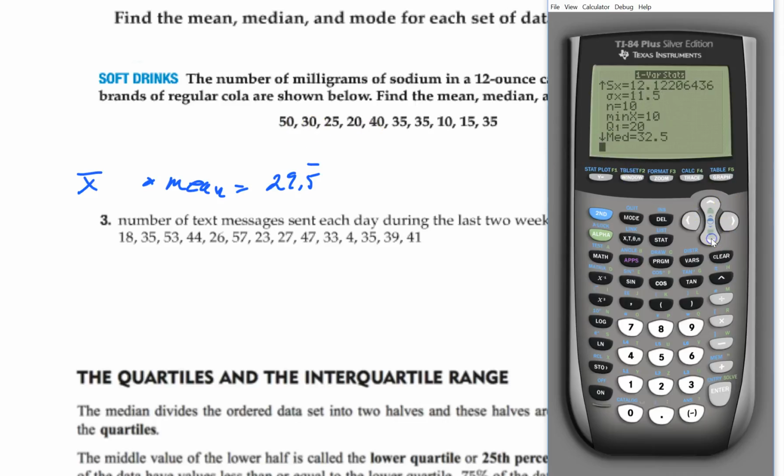And then look, when you scroll down, there's the min. There's the max. If I want to find the range, I can subtract them. There's Q1 and Q3. We'll talk about that in a second. And here's the median, 32.5.